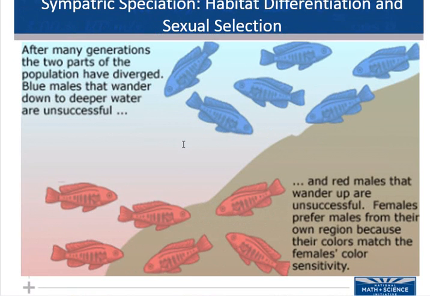So here's a little diagram of that. Great slide here. Probably the most important one up to now.